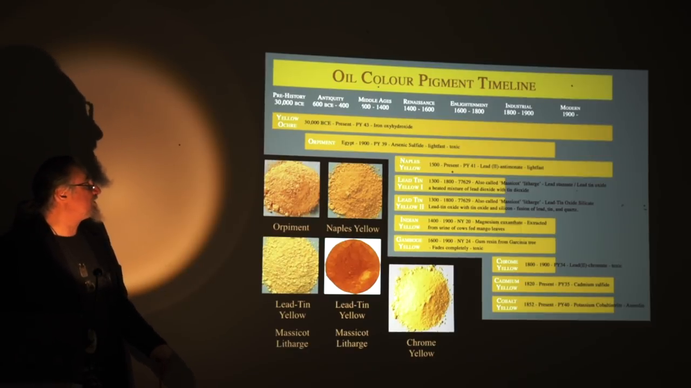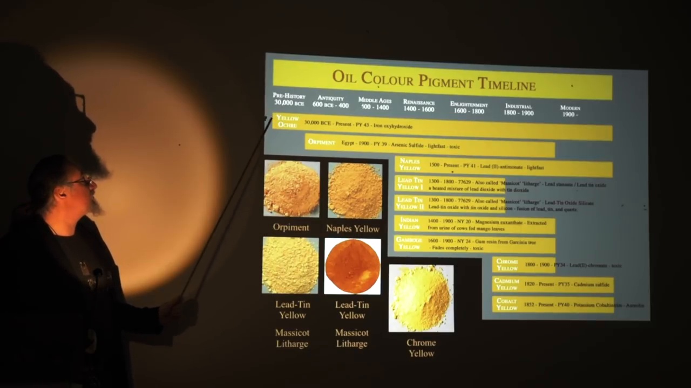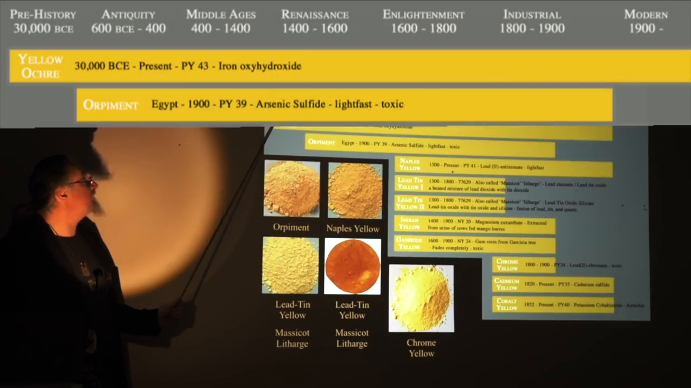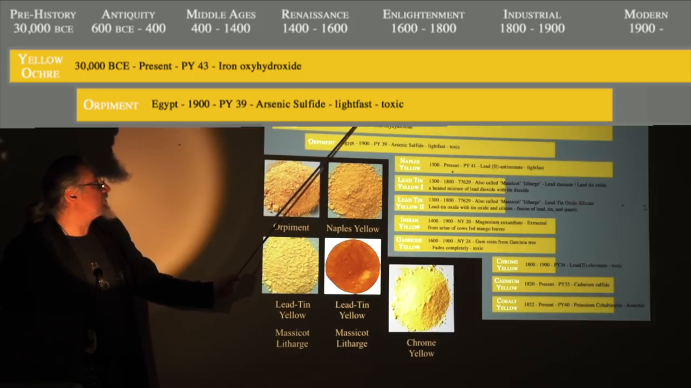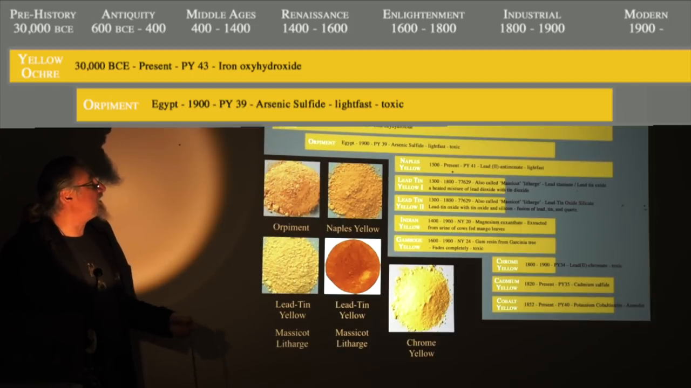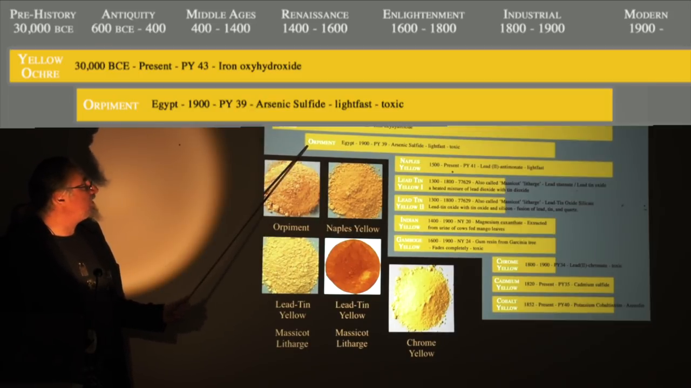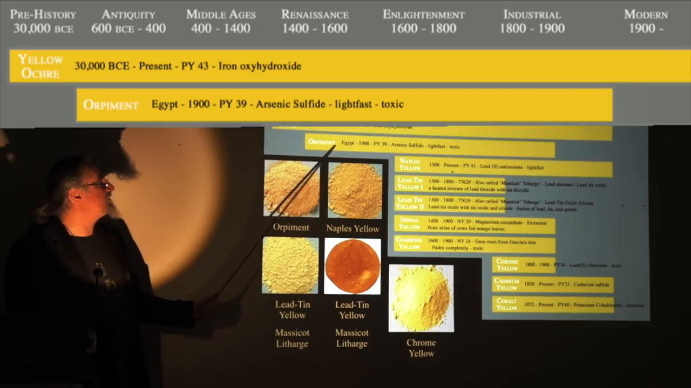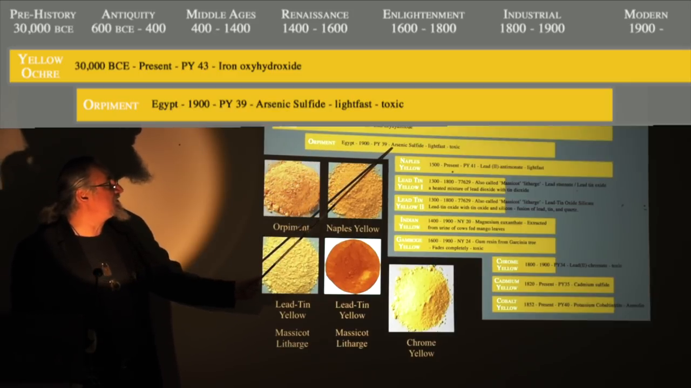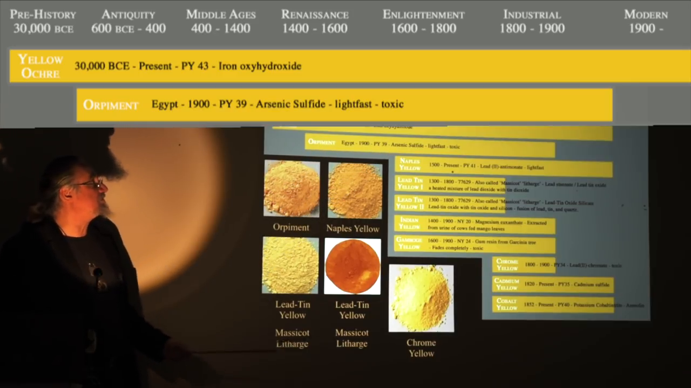Yellow has, of course, a long and interesting history as a color. In prehistory, then, you have a mineral pigment, yellow ochre. This is PY43. It's an iron oxyhydroxide. Then, in the Egyptian period, orpiment came about. Orpiment actually being arsenic sulfide, so a toxic pigment.